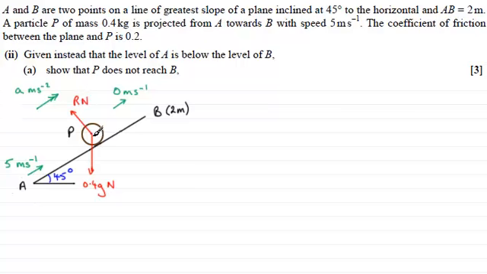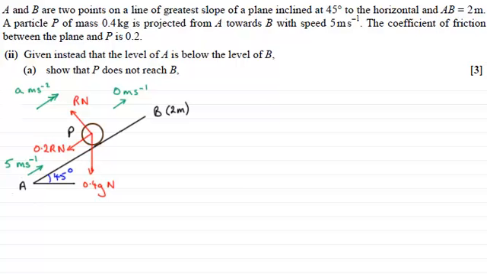Now there's friction involved. Remember, it's going up a rough plane, and friction always opposes motion. So that's now going to be in the downward sense. And because it is actually moving, friction has reached its limiting value. It's equal to mu R, the coefficient of friction times the normal contact force. We know that the coefficient of friction is 0.2, so this is going to be 0.2R newtons for that frictional force. Now they're all the forces acting on our particle.